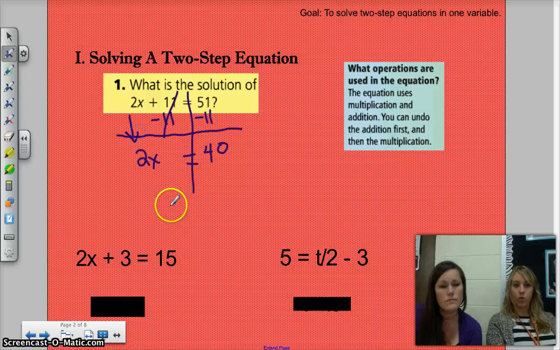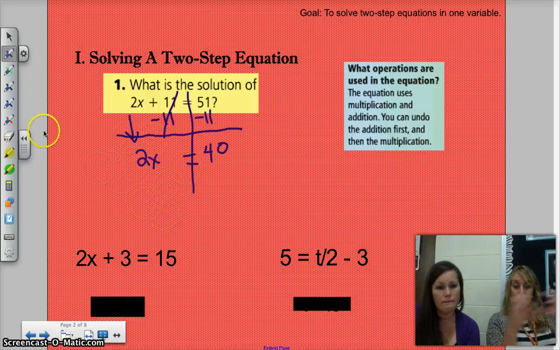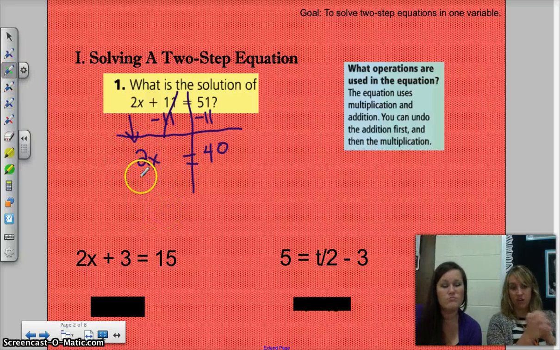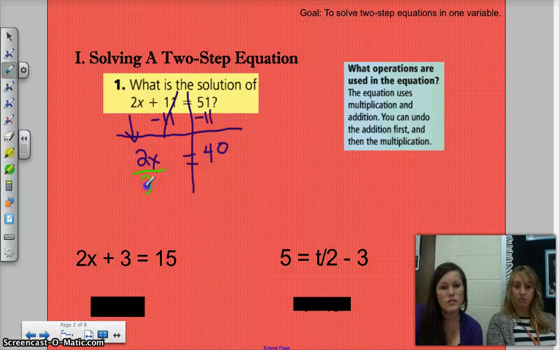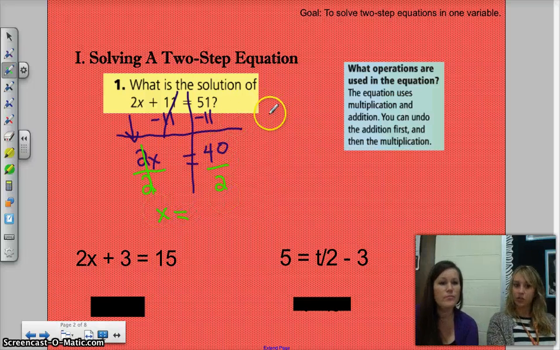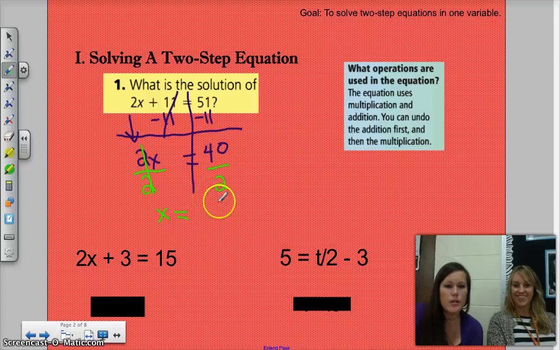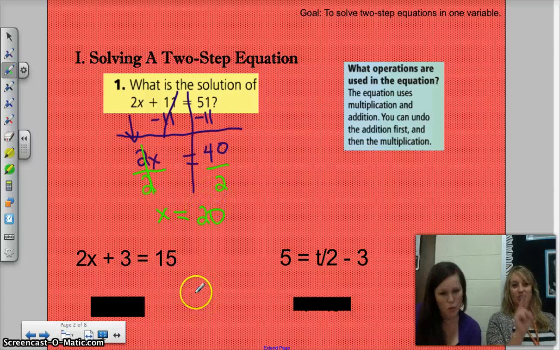Now you ask yourself, what is happening between 2 and x? Well, they're married, so you have to divorce them. So divorce is divide. Right, because divorce is your last option, so here we go. It's the last thing you do here. 40 divided by 2 is 20.